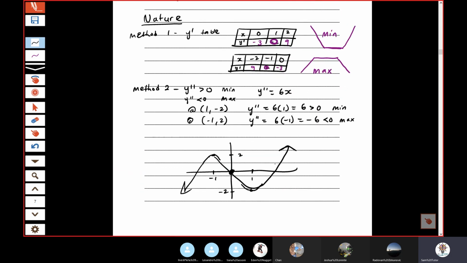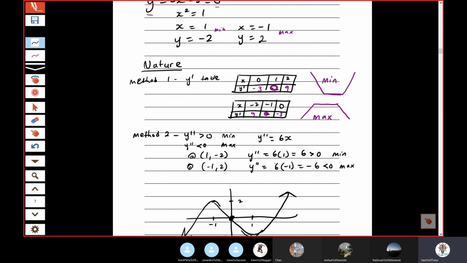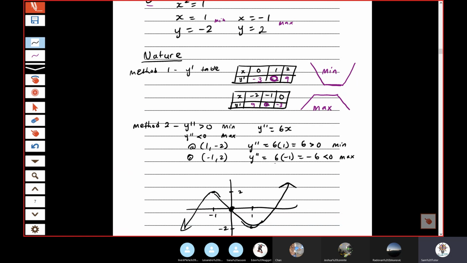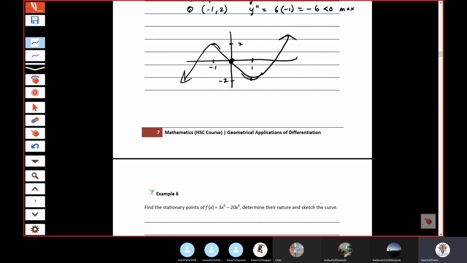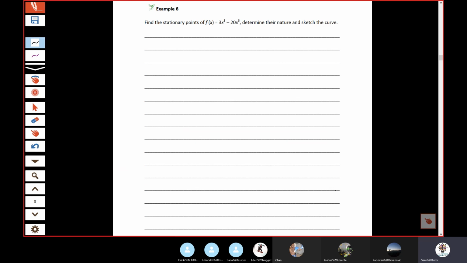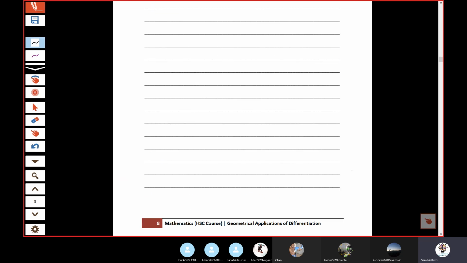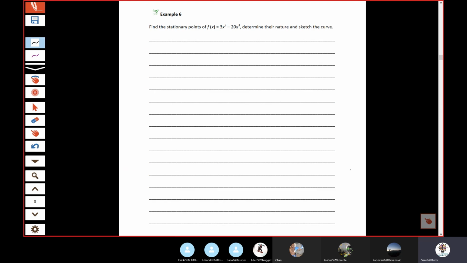Anyone still writing at home? I'll send you this booklet once we're done. The updated version, I guess. Okay. Find the stationary points and determine their nature again. All right. I'll leave it with you. Go.